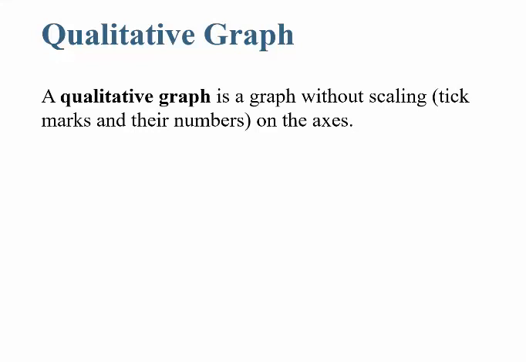Okay, so first off, what is a qualitative graph? Well, a qualitative graph is just a graph without scaling. When I say without scaling, that means without tick marks and their numbers on the axis. So when you're used to seeing a graph, what you're used to seeing is the XY coordinates, and then you'd see these little tick marks on the x-axis and the y-axis. And those tick marks would represent some type of scaling, like every 1, every 2, every 5, whatever. For these qualitative graphs, we don't do that. All we use these graphs for is to basically generally describe a situation.